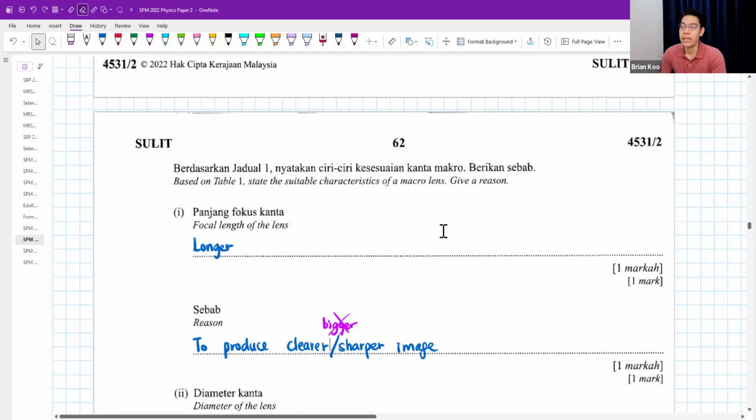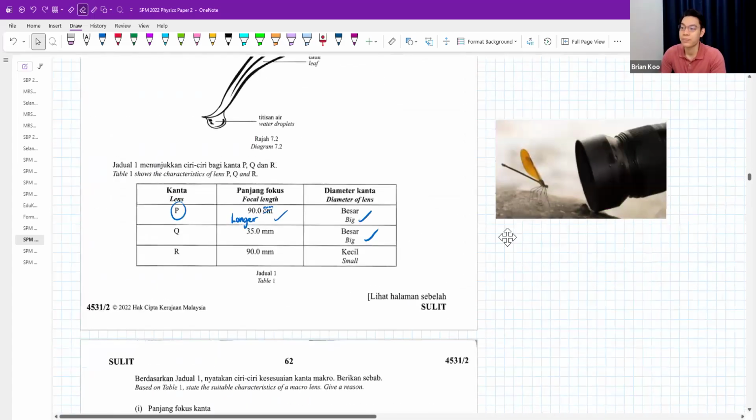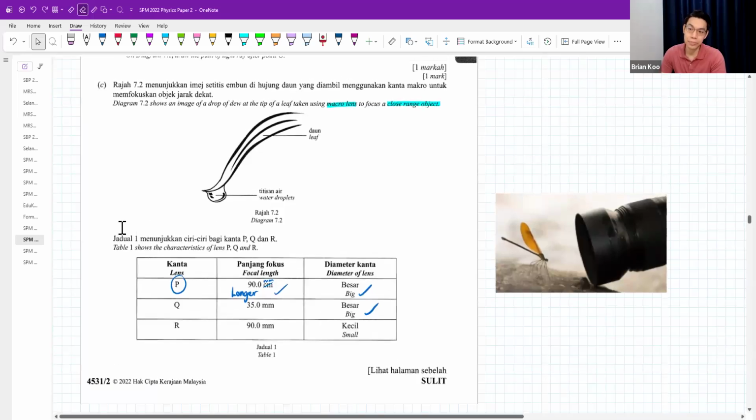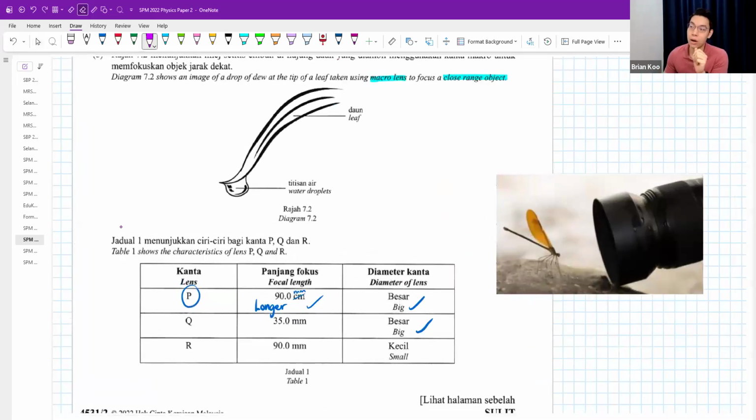Because a macro lens is a bit special. Let me show you a picture. This is a picture of a macro lens, let's say. The job of a macro lens is to take pictures of very close objects, like, for example, this water droplet, this drop of dew. Or, for example, we want to take the picture of this dragonfly.